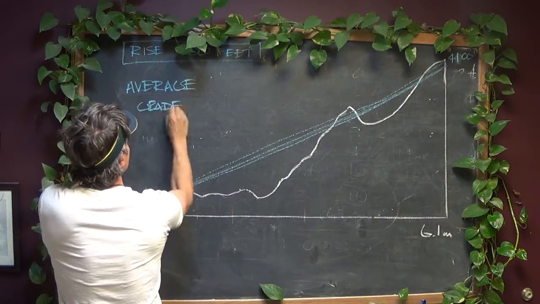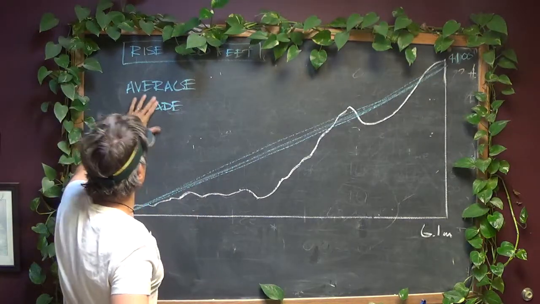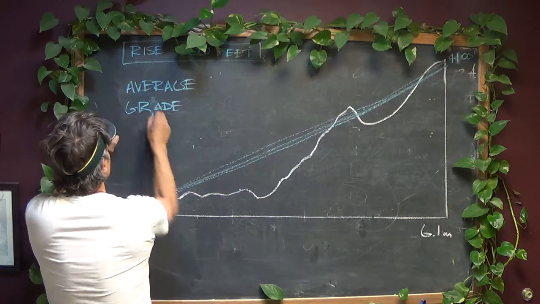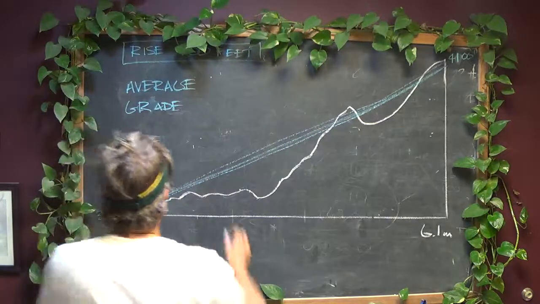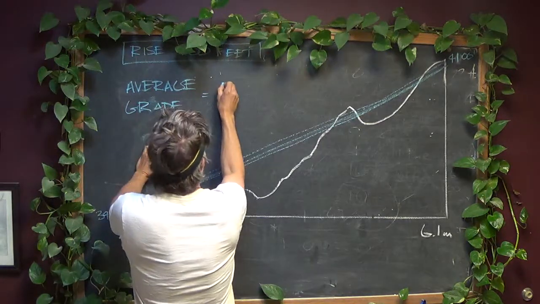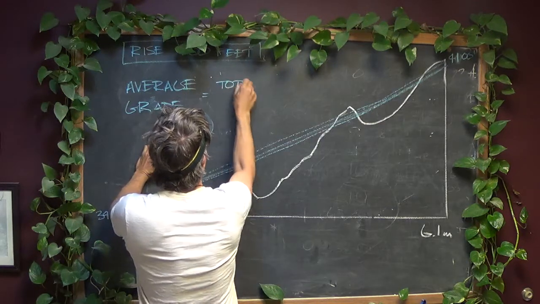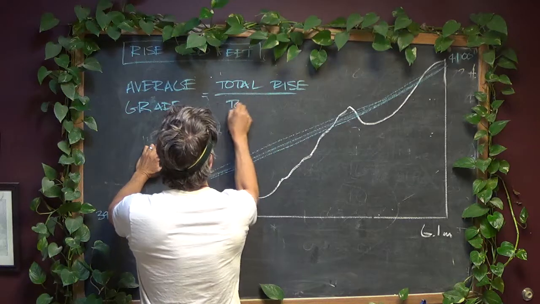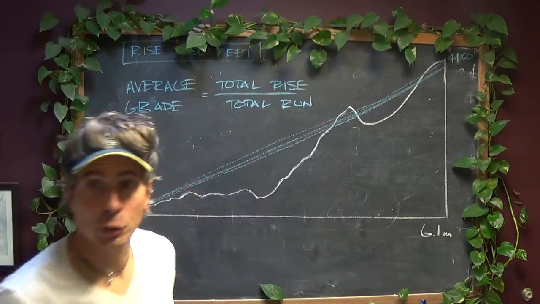My average grade over a distance. And average grade, that's grade by the way. Hopefully you've gotten used to my horrible handwriting by now. My average grade for an entire distance, all it is, is rise over run. It's total rise over total run.